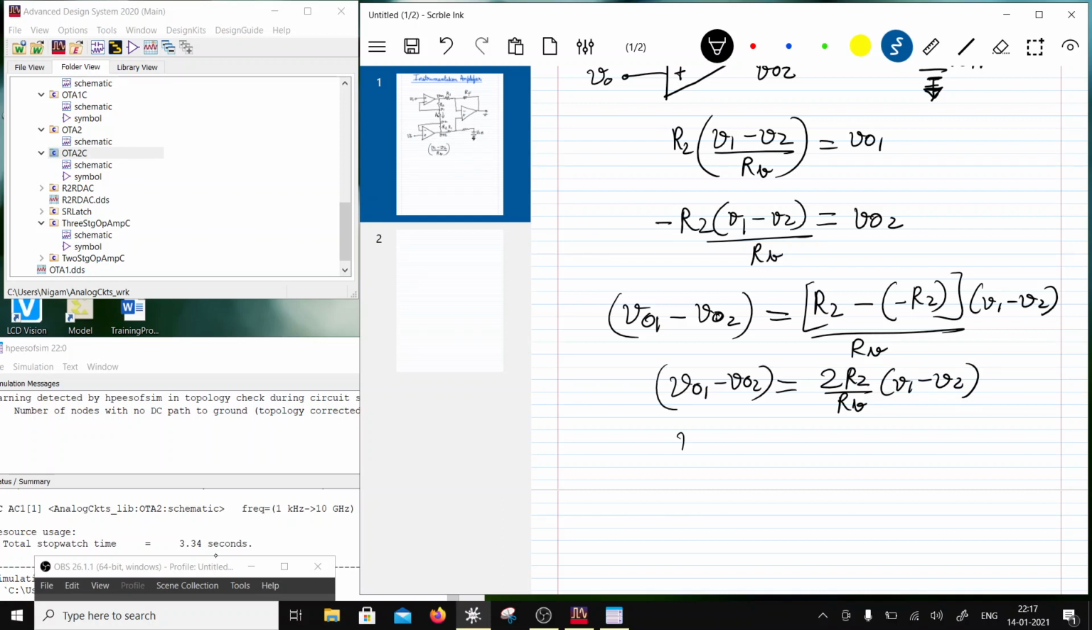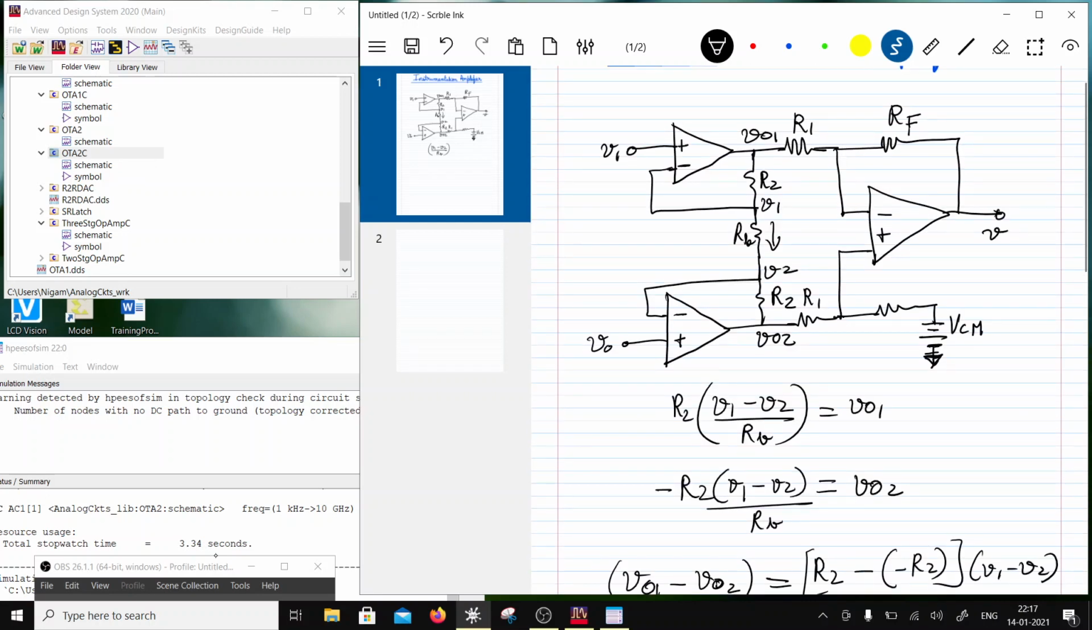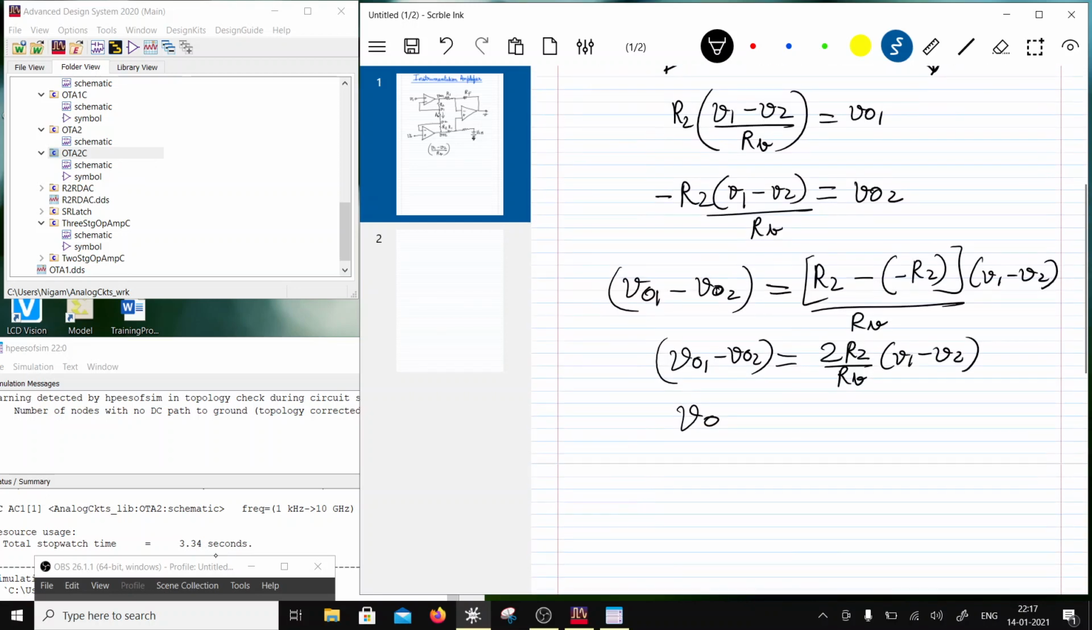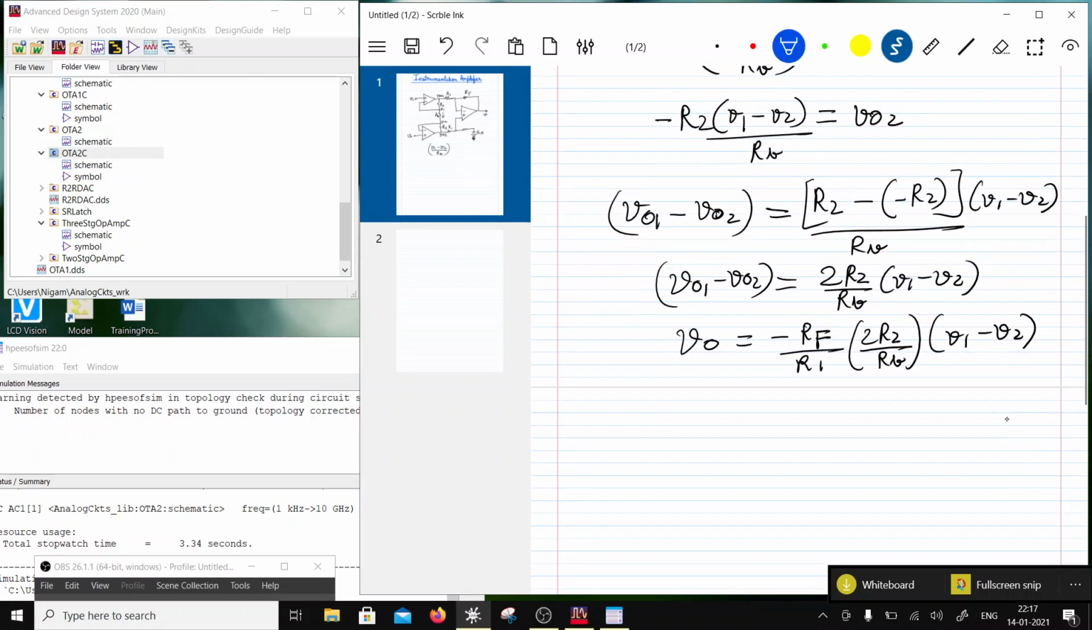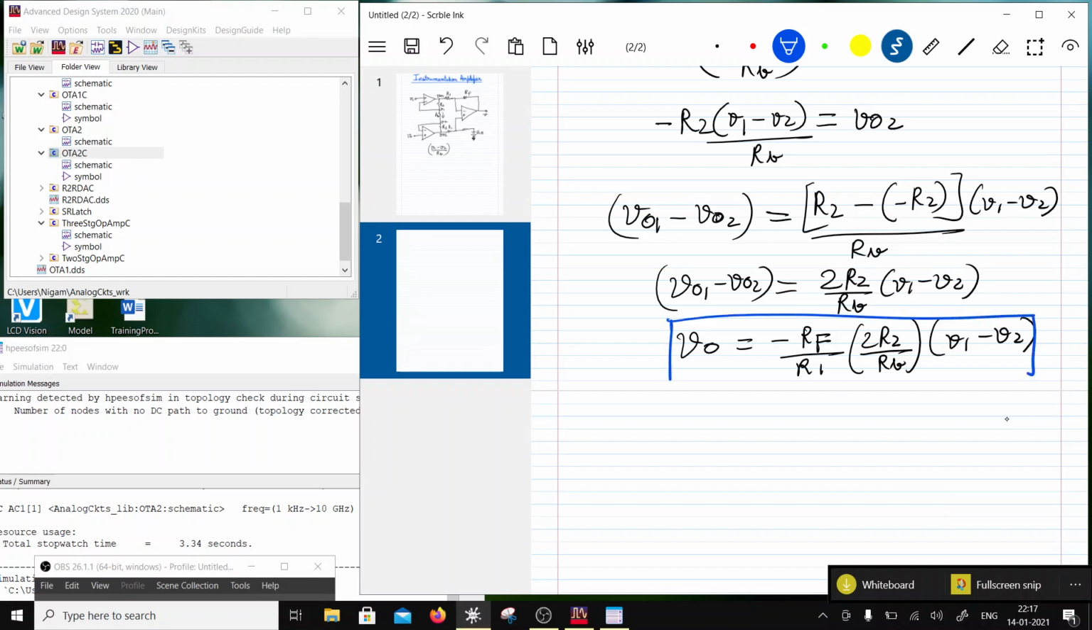Now VO, which is the output of this entire thing, is a difference amplifier, so that will be minus RF upon R1 times the input VO1 minus VO2. That will be the same as twice R2 by RB times V1 minus V2. Okay, so now this one is the gain of the instrumentation amplifier, right? So this is the gain of the instrumentation amplifier.